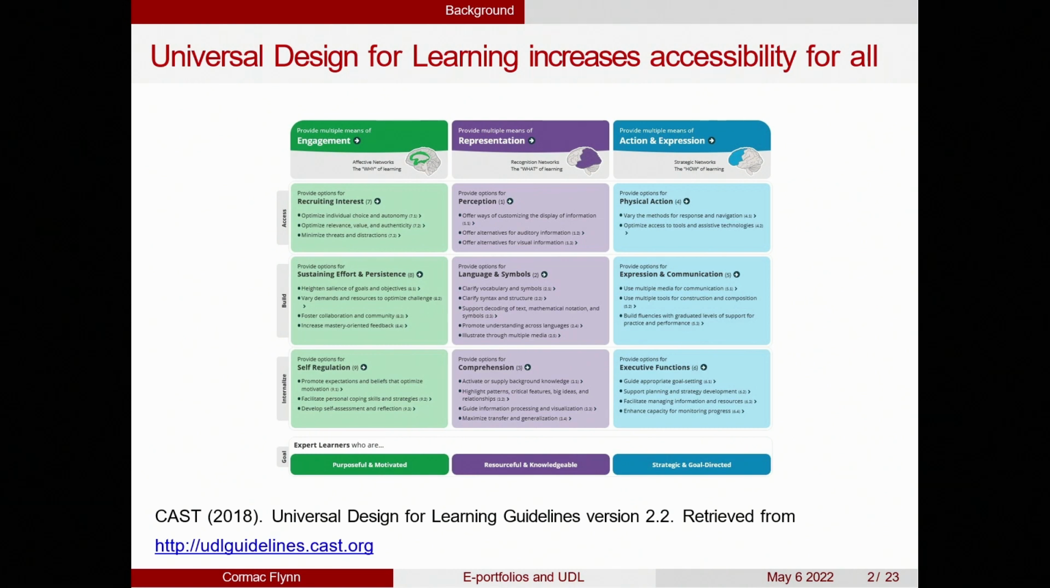It's based on three broad areas. On the left in the green is providing multiple means of engagement. So trying to make the student enthusiastic for what they're learning. So how are we doing that within a module or within an assessment? The purple in the middle is multiple means of representation. So this is the what of learning.